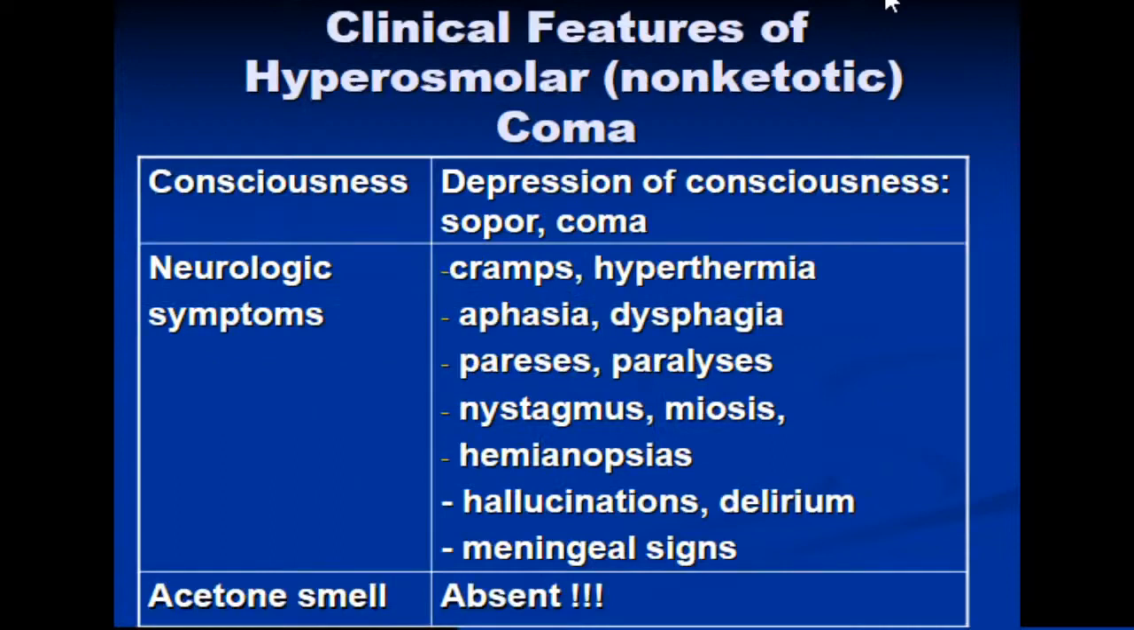Clinical features of non-ketotic coma. Depression of consciousness, sopor, sometimes coma. Neurological symptoms: cramps, hypothermia, aphasia, dysphagia, paresis, paralysis, nystagmus, meiosis, hemianopsia, hallucination, delirium, meningeal signs, acetone smell absent.